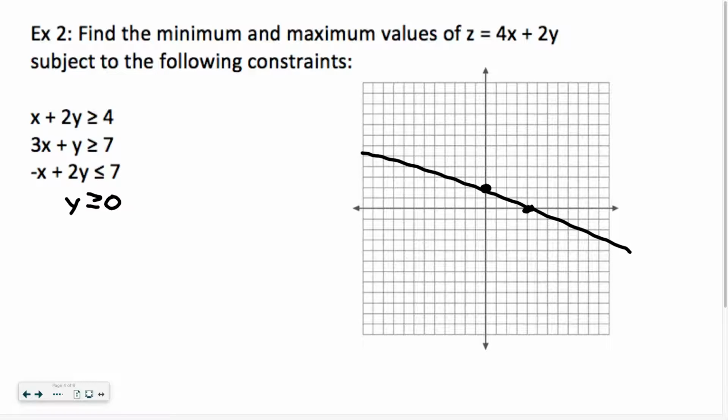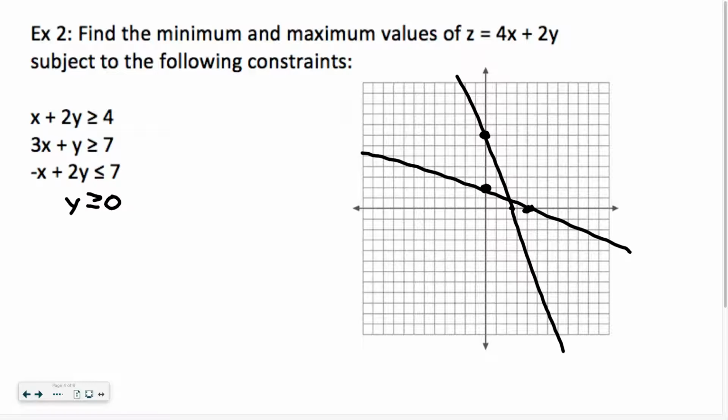Okay, line 2. X-intercept at 7 over 3, which is like 2 1/3. So a little bit past 2. And y-intercept at 7. Plot those 2 points, solid line.